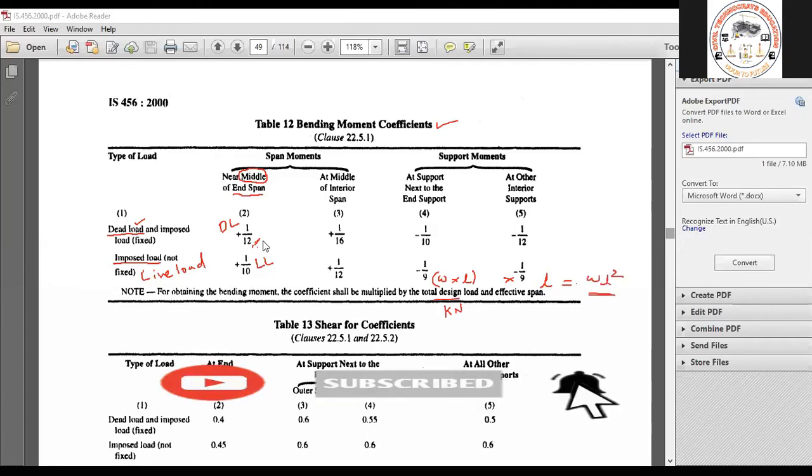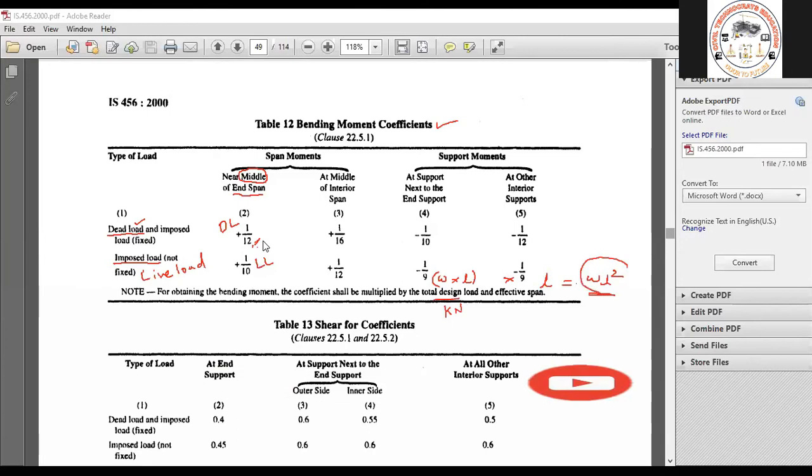WL square is the value by which we need to multiply these coefficients. Now if you see very carefully, near the middle of the end span, for dead load the coefficient is plus 1 by 12. For live load the coefficient is plus 1 by 10.